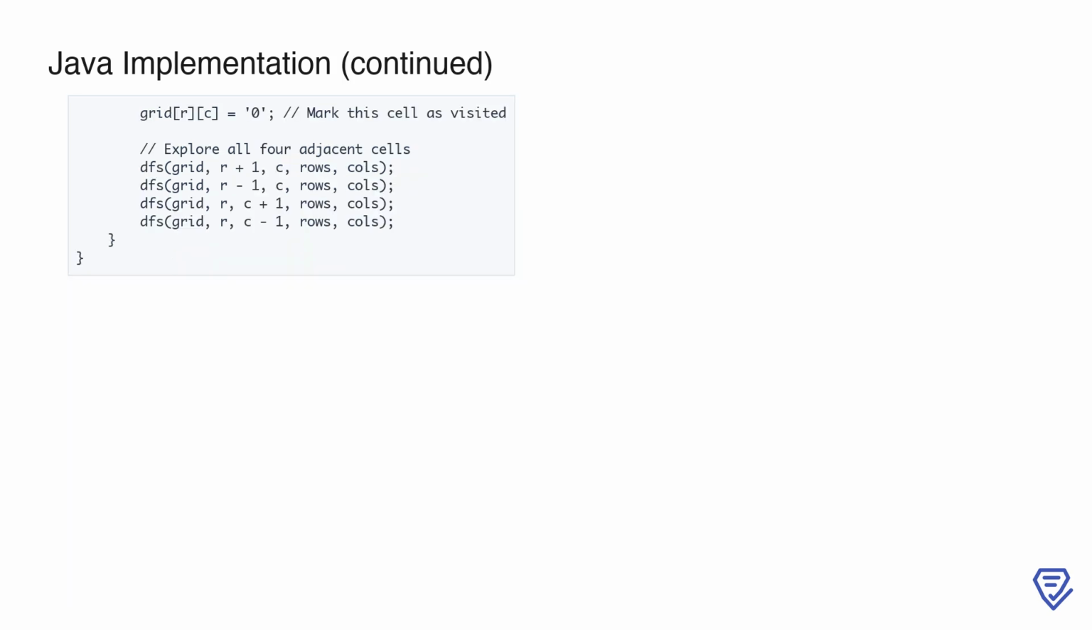In the DFS method, the first step is to check if the current cell is out of bounds or if its value is 0, which indicates either water or a cell that has already been visited. If any of these conditions are met, we simply return. Otherwise, we mark the current cell as visited by setting its value to 0. After that, we recursively call DFS for all 4 adjacent cells, down, up, right, and left, to explore the entire island. This recursive process ensures that all connected land cells are visited and marked, effectively preventing the same island from being counted multiple times. Once the recursion completes, we return to the main method, where the loop continues scanning for any remaining islands in the grid.